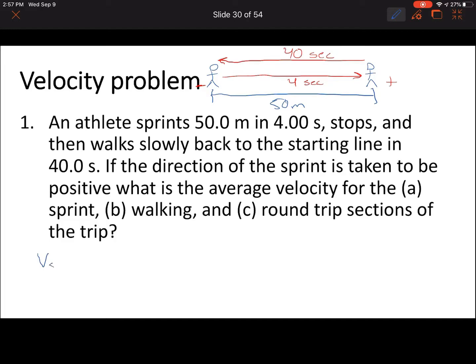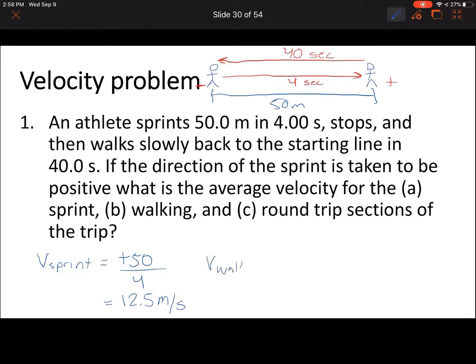So let's figure that out. So V for my sprint. Well, what's my displacement? My displacement was positive 50, and I'm going to write that positive here just to remind us that we moved in our positive direction 50 meters, and that took 4 seconds to happen. 50 divided by 4 is 12.5 meters per second. And that's it. That's how fast the sprinter moved during the first 4 seconds.